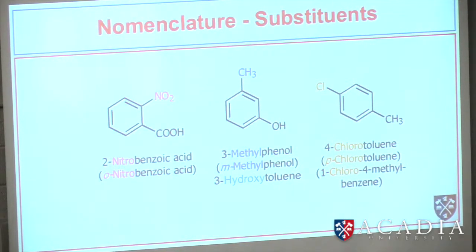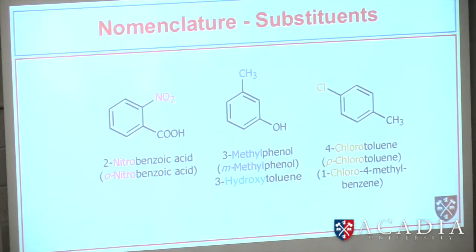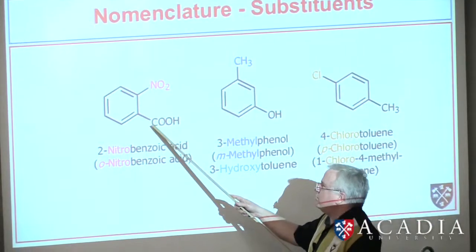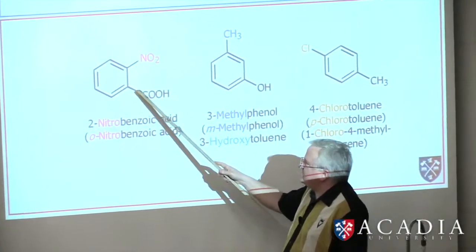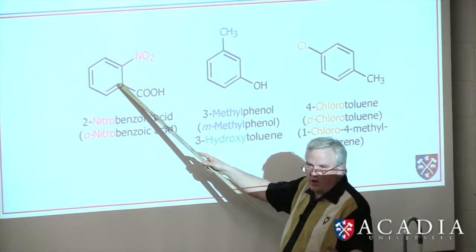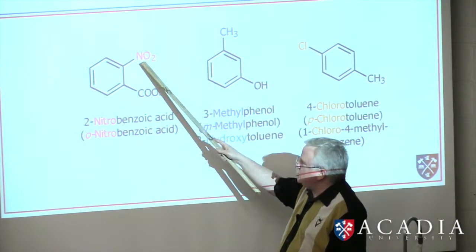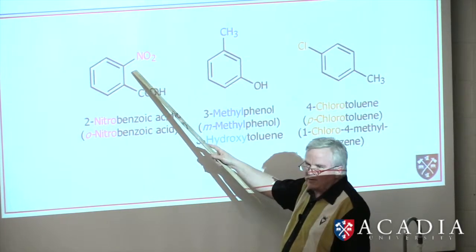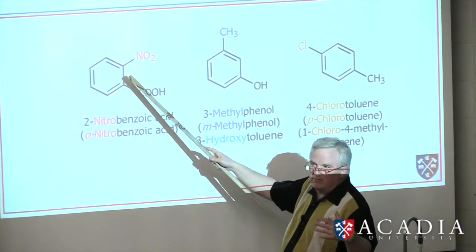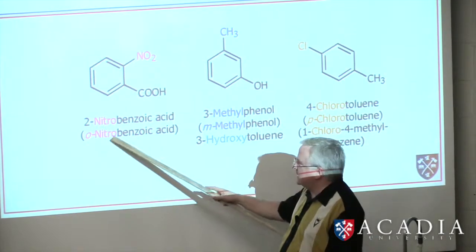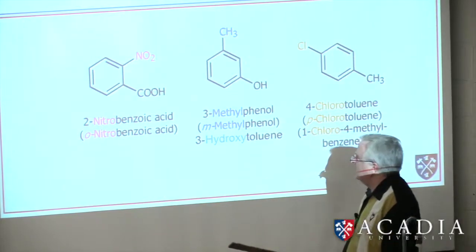When we have substituents on it, we have to number things. If we're going to name this as a benzoic acid, which we probably would in this case, the carbon that makes it benzoic acid will be designated 1 by default. So this becomes 2-nitrobenzoic acid. If you called it 6-nitrobenzoic acid, I would mark it correct, but a lot of people would mark it wrong because you just numbered the wrong way. You always want to come up with the lowest numbers you can.